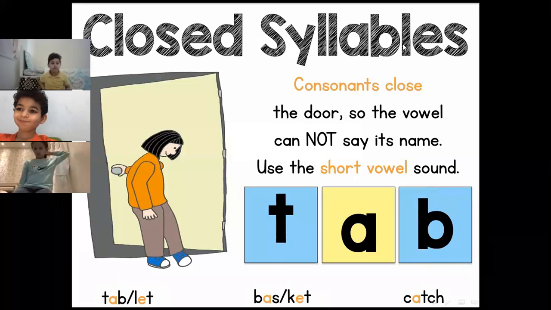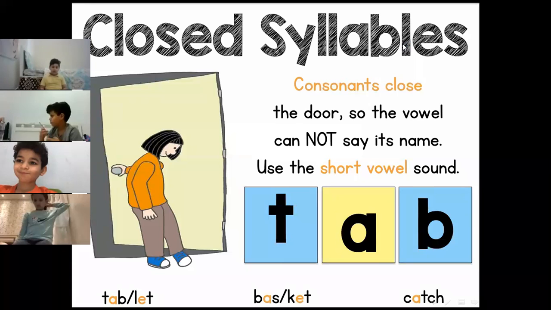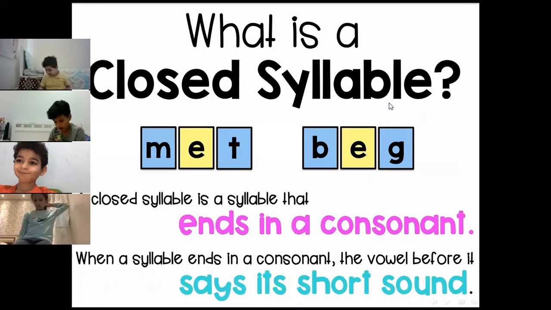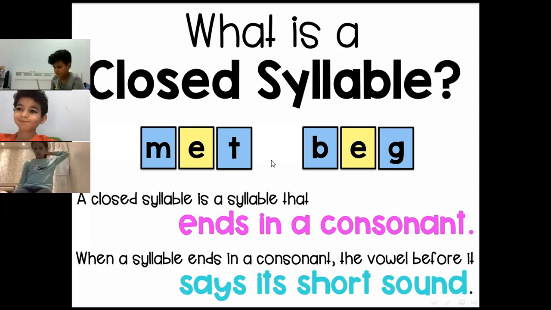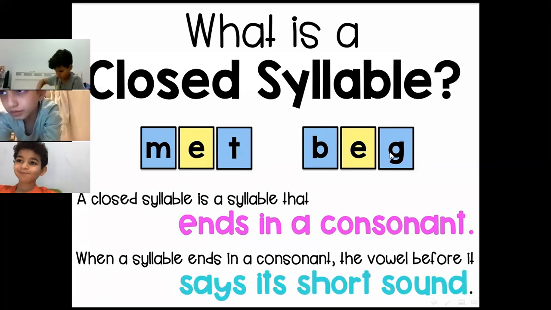So let's revise. The open syllable ends with a vowel and they have a long vowel sound. The closed syllables end with a consonant and they have a short vowel sound. Okay, don't forget that. The closed syllables end in a consonant, like what? Like mit, and they have a short vowel sound. Big, they end with a consonant because the consonant closed the door, so they will not say their names, they will say only their sounds. So the vowel before the consonant in the closed syllables will say its sound, not its name. Okay, like mit and big.